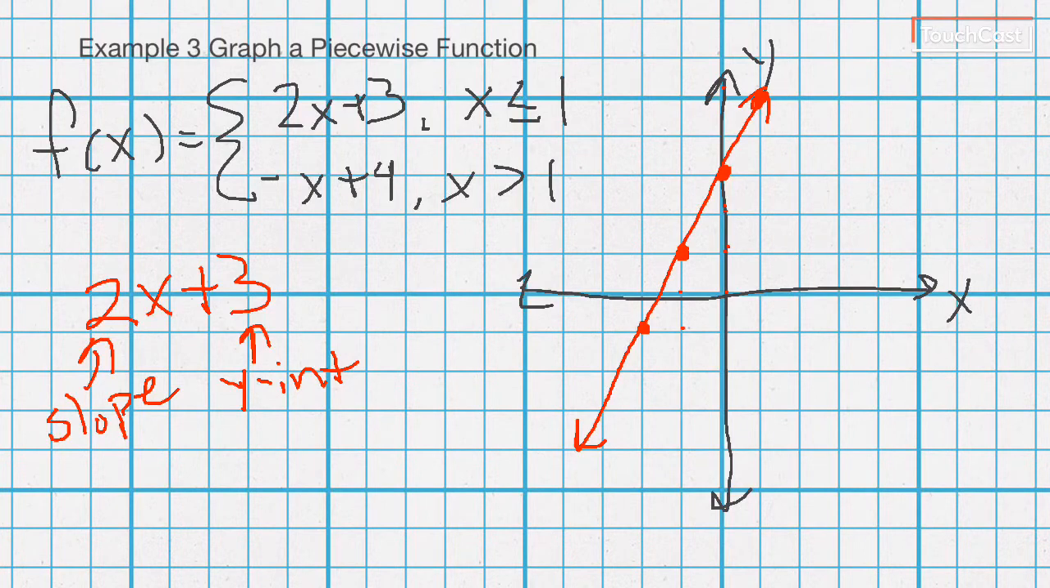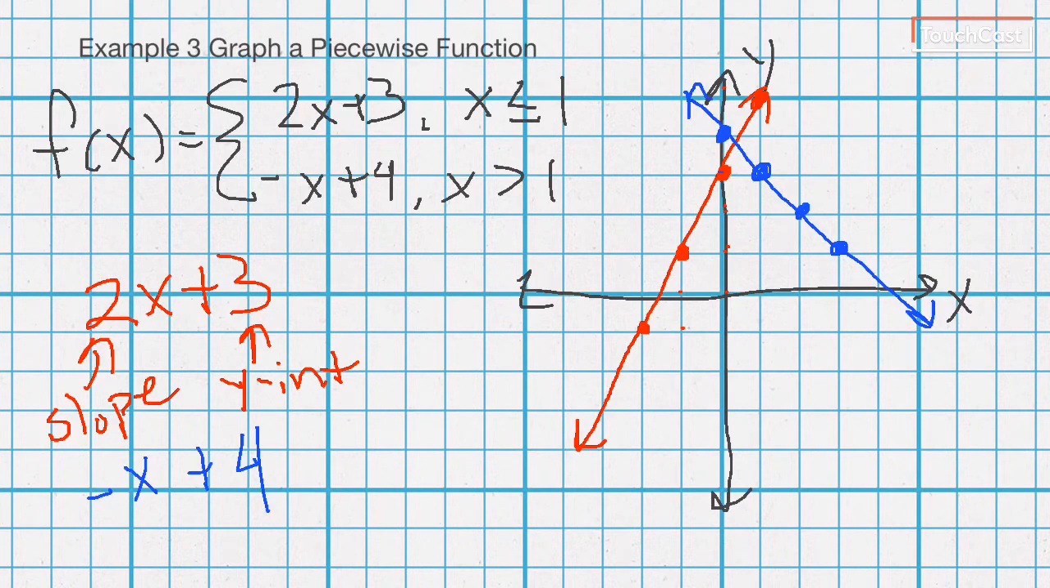Okay? So let's now look at graphing our negative x plus 4. So here our y-intercept is at 4. So we're going to put a dot on our graph at 4. And our slope is a negative 1. That means we're going to go down 1 y unit and right 1 x. And we can keep doing that till we have enough dots to make a line.